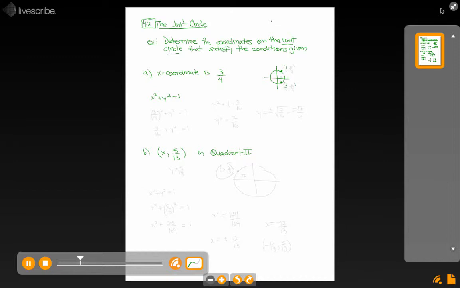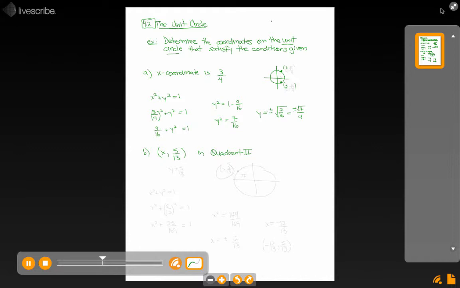If we put this in algebraically and say, well, 3/4 squared plus y squared equals 1, that's 9 over 16 plus y squared equals 1. So I subtract 9 over 16 from both sides, and I get that y squared equals 1 minus 9 over 16, which is 7 over 16. So y is equal to plus or minus the square root of 7 over 16. Now 7 isn't a perfect square, but 16 definitely is, so we can say plus or minus root 7 over 4. Not a particularly nice number, but we can see why we have two answers.